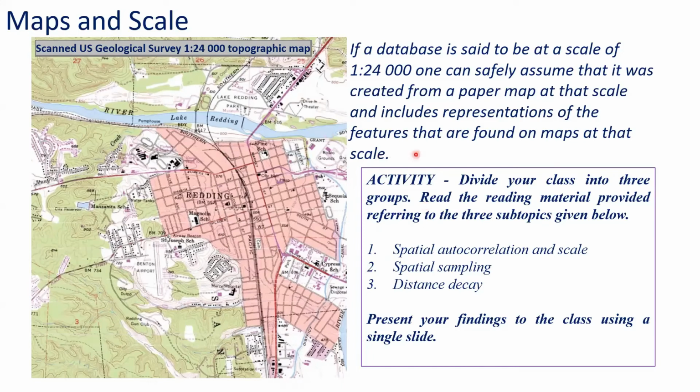Right now, I'll go to the classroom activity. Divide your class into 3 groups. Read the reading material provided referring to the 3 subtopics given below. The first one is spatial autocorrelation and scale. The second one is spatial sampling, and the third one is distance decay. If you look at the reading material, it has these 3 subtopics, so you just need to go to these subtopics in the reading material.